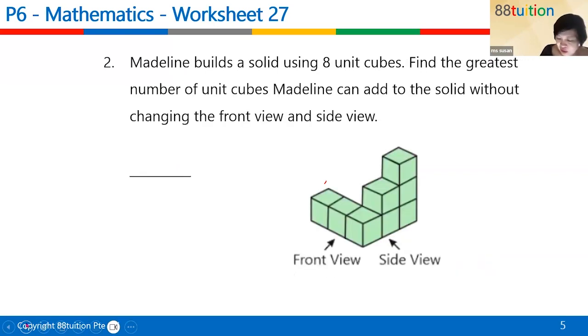Melinda builds the solid using 8 cubes and finds the greatest number that he can add to the solid without changing the front view, without changing the side view. What's your answer, class? 4. How do you get 4? Because there is one here on top, then another one here on top. This one you don't even need, right? Because this one is already giving you the view. So now you have to top up from here in order to have this so-called tower. So in all you will need only 4.